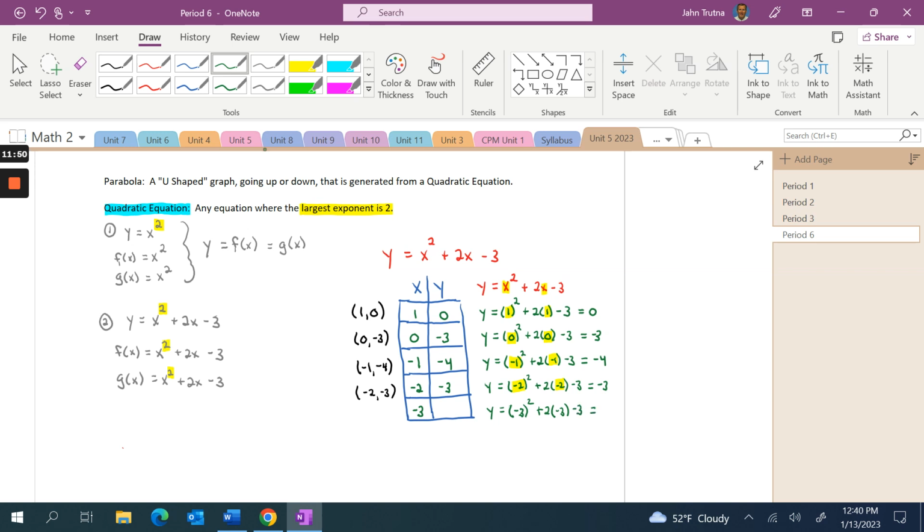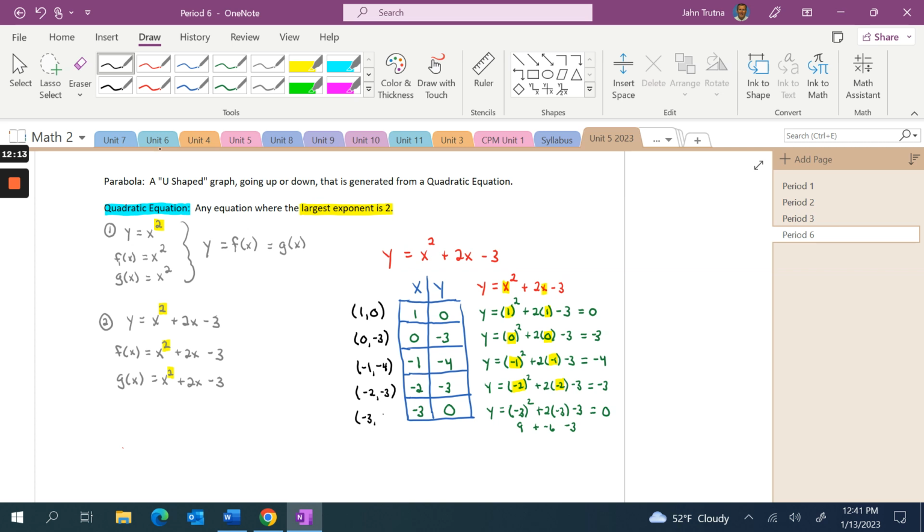I work this out, -3 to the second power, that's 9. By the way, I'll show you how I'm working it out. Plus 2 times -3 is -6, minus 3. 9 plus -6 minus 3 is 0. So that creates the ordered pair with the coordinates -3, 0.